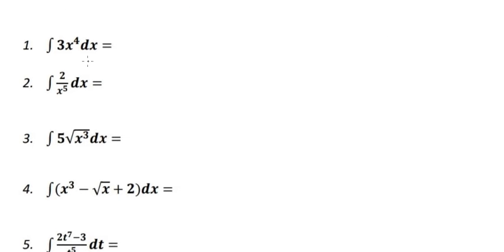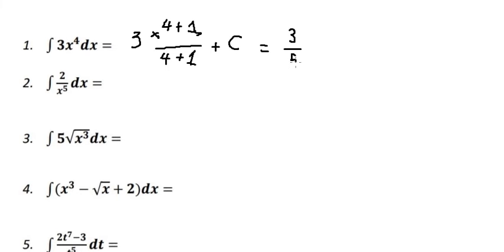Question number 1. We have 3x to the power of 4. So you will get 3x to the power of 4 plus 1 over 4 plus 1, and we put c in here. So we get 3 over 5 x to the power of 5 plus c.